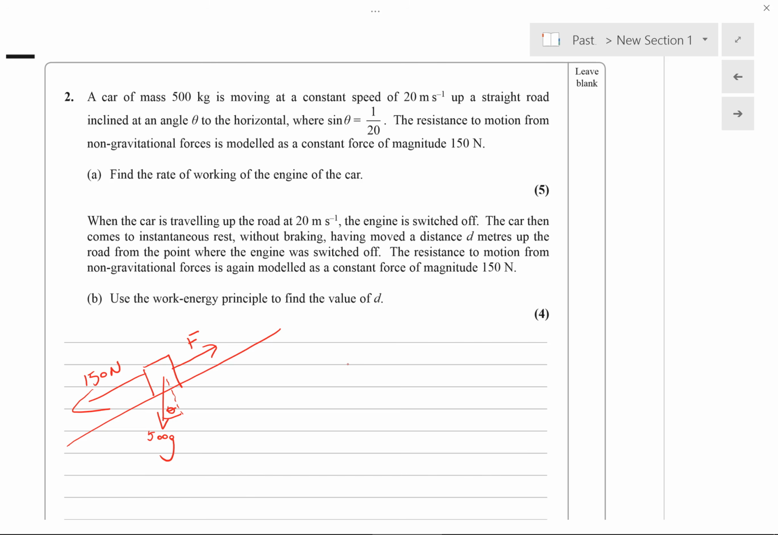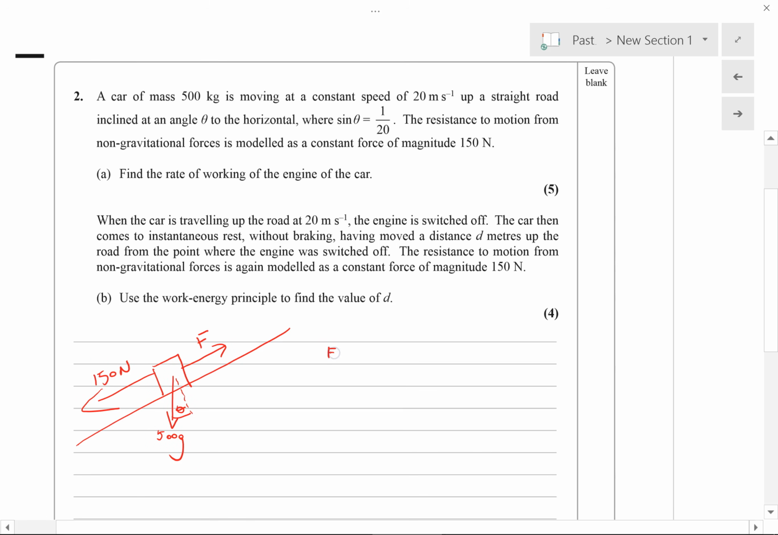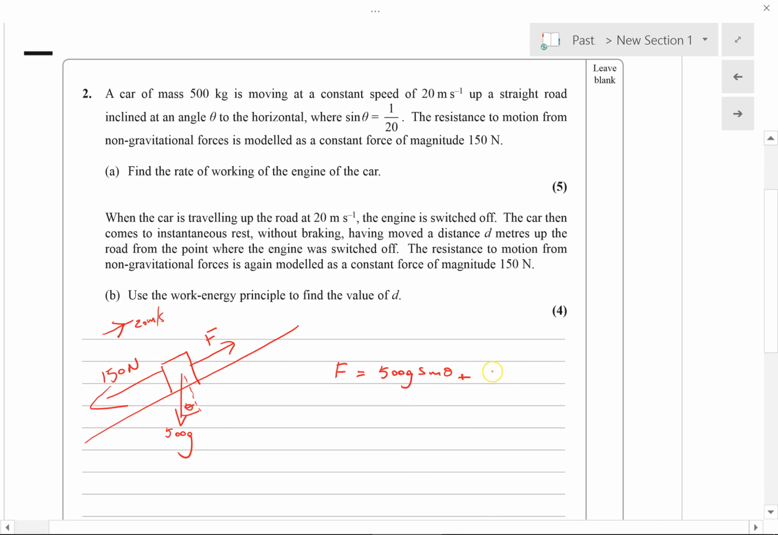So we can work out F just by applying F equals ma. It's at constant speed, 20 meters per second, that's the other important thing. That means that the forces are balanced. There's no resultant force causing acceleration. So the force upwards, F, is going to be equal to the component of the weight downwards, 500g sine theta, plus 150.